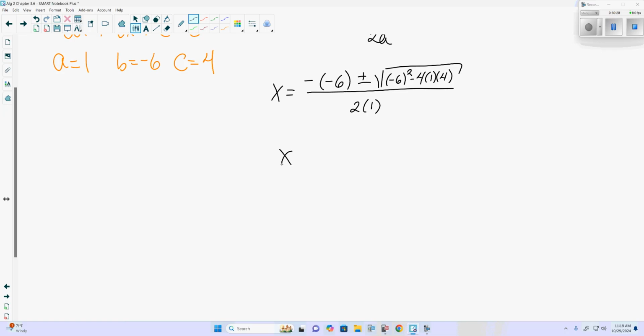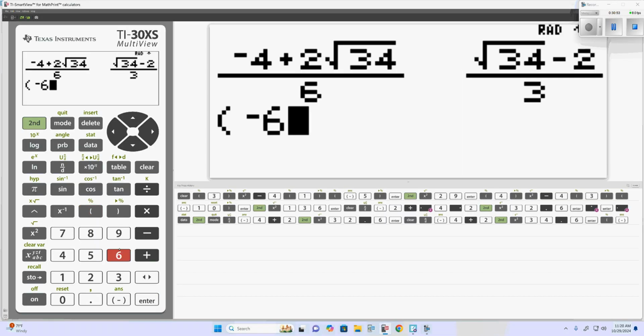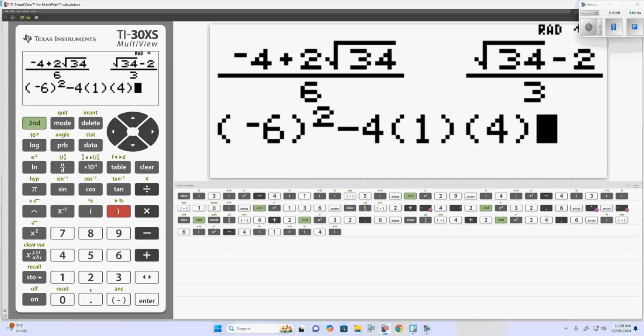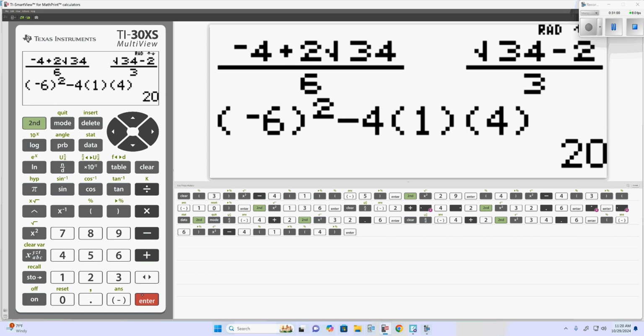Now there's a few things we can simplify first. The first is negative 6, which is just going to be 6. Our denominator, 2 times 1, gives us 2. The next thing we can simplify is what's inside that radical. All right, guys, let's focus in. Negative 6 squared minus 4 times 1 times 4, which is 20.